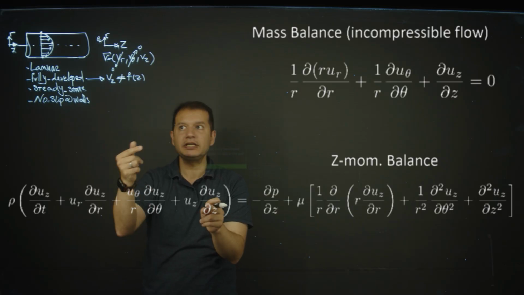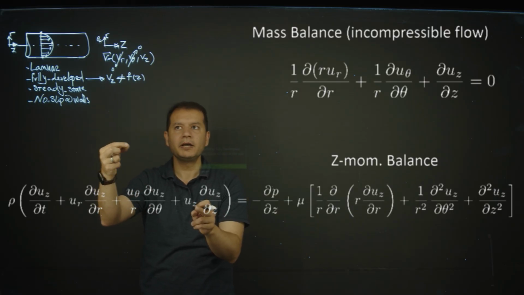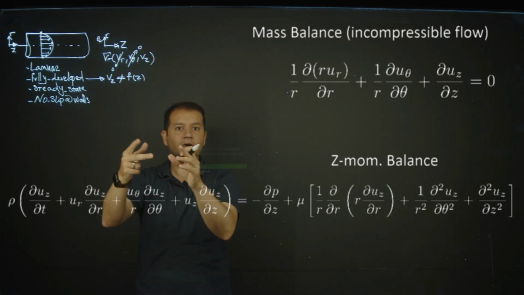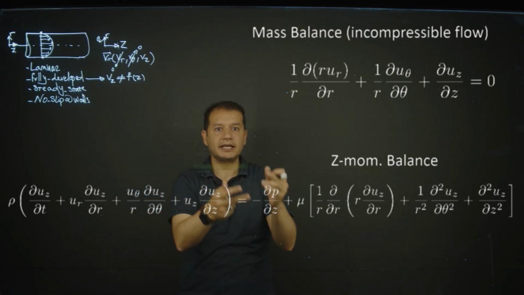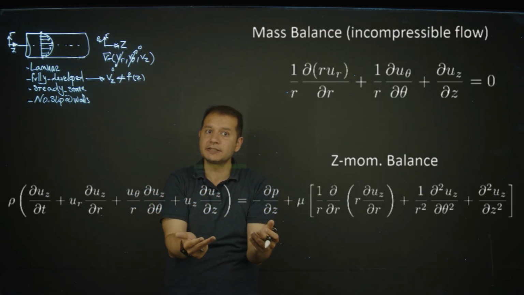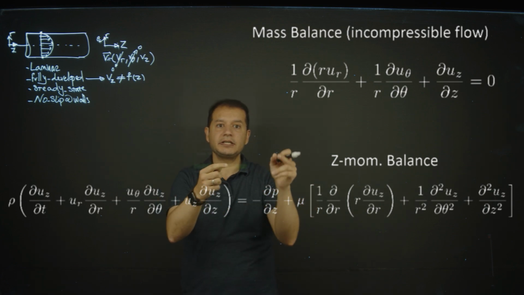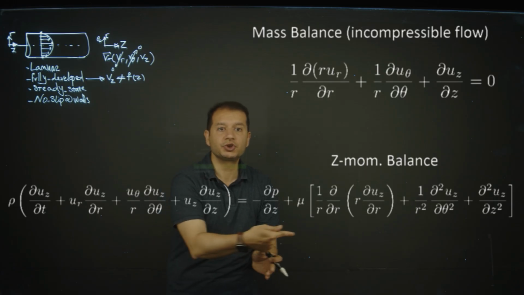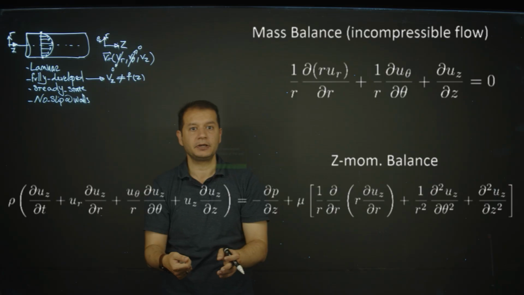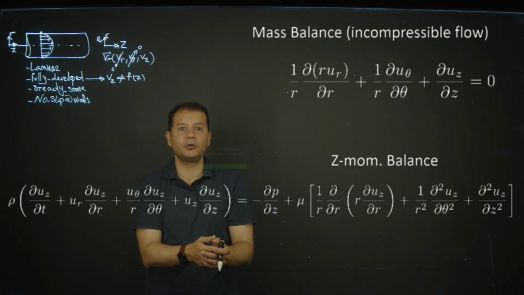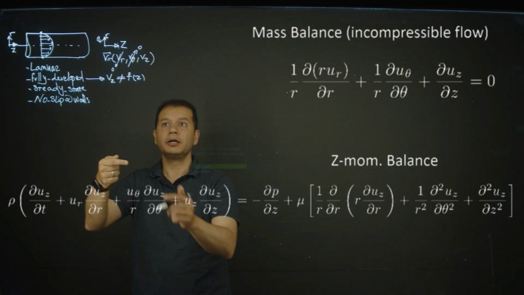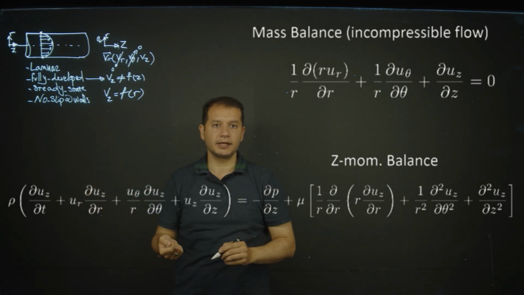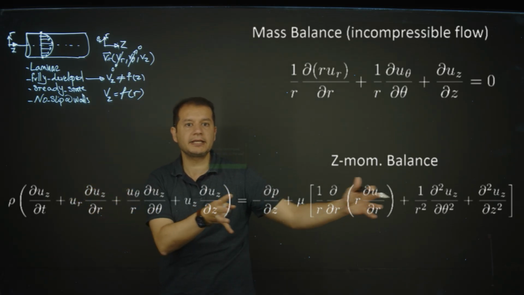There is dVz/dt, which is zero. Then I have Vr dVz/dr, which is also zero because Vz does not change in r. Then I have the theta part, dVz/d theta, which is again zero. And I have dVz/dz, but again I know that velocity z does not change across the length of my pipe. It is fully developed velocity. Vz is only a function of r, not anything else. So the left-hand side becomes zero, and I get the right-hand side.